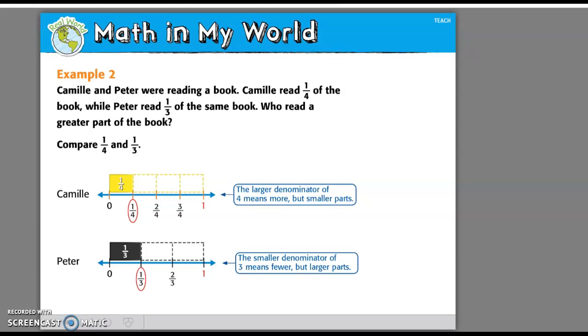Camille and Peter are working on a book. Camille read 1/4 of the book, while Peter read 1/3 of the same book. Who read a greater part of the book? Compare 1/4 and 1/3. So I'd like you to notice here, boys and girls, that our denominator is no longer the same. We have to look at how big the pieces are.